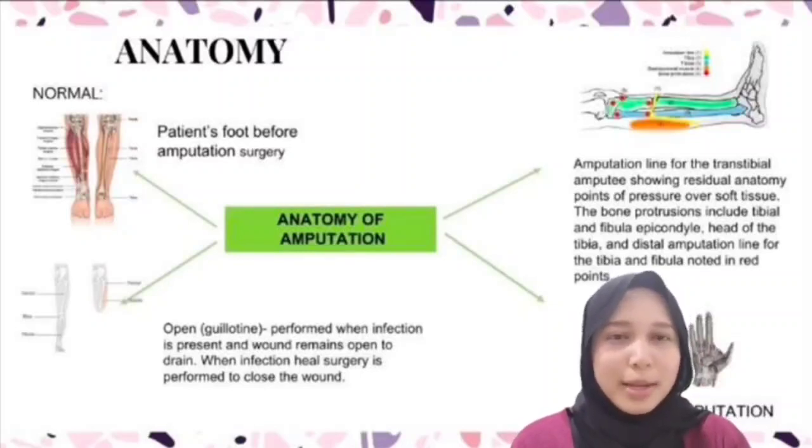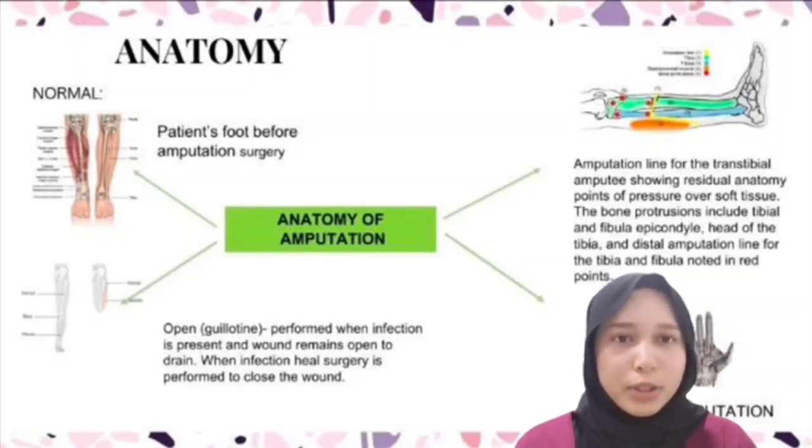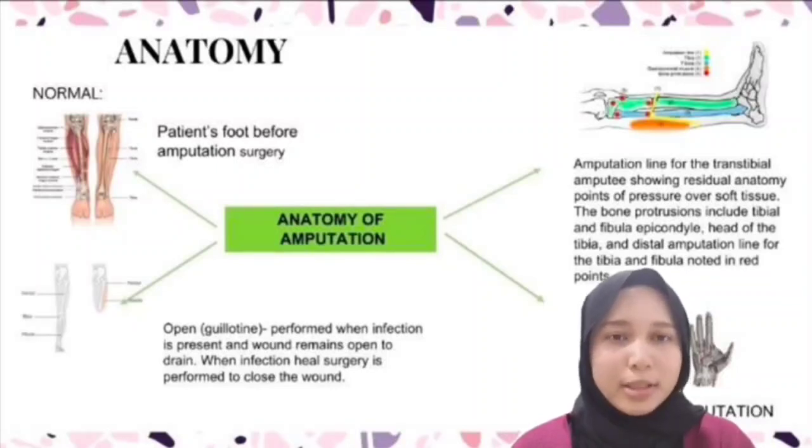Now I will present about the anatomy of amputation. The first anatomy is the normal patient's foot before amputation surgery. The second anatomy is the amputation line for the transtibial amputation, showing residual anatomy and points of pressure over soft tissue. The bone protrusions include the tibial and fibula epicondyle, head of the tibia, and distal amputation line for the tibia and fibula, shown in red points.